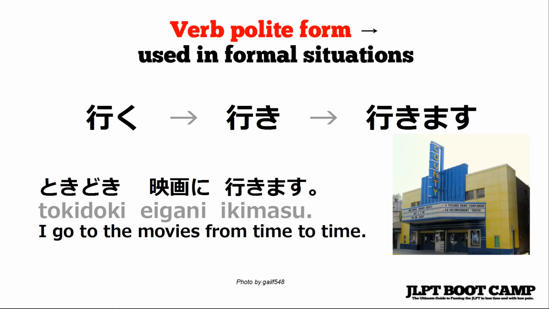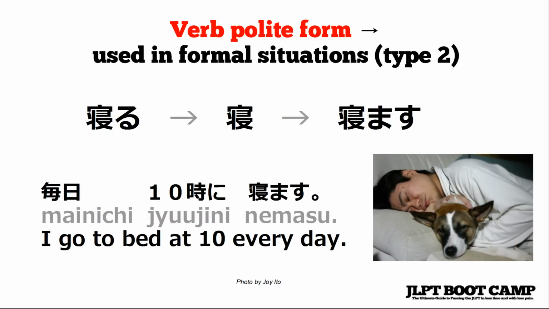And again, with type 2 verbs, another type 2 verb that's commonly used is neru, to sleep. And with these, again, it's a very simple way to make these. You just cut off the ru. You have neru, which is how you pronounce that first kanji. Then ne, and then nemasu is the full formal form for this verb for type 2s. For example, mainichi 10 ni nemasu. I go to bed at 10 every day.